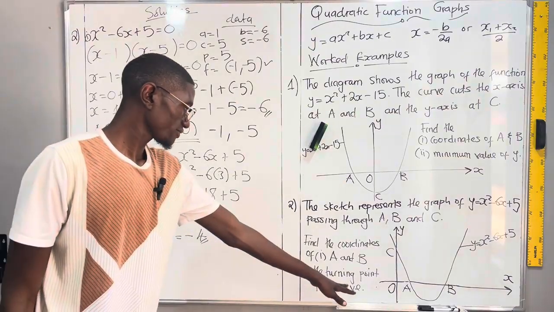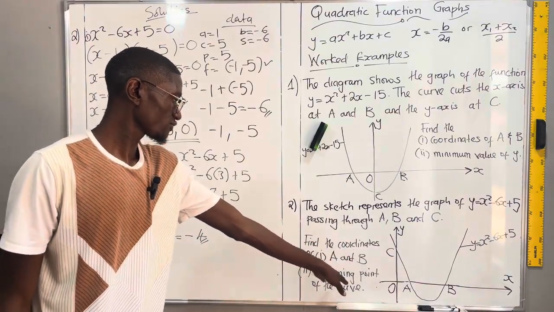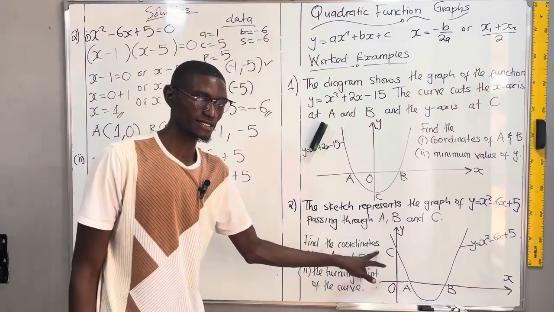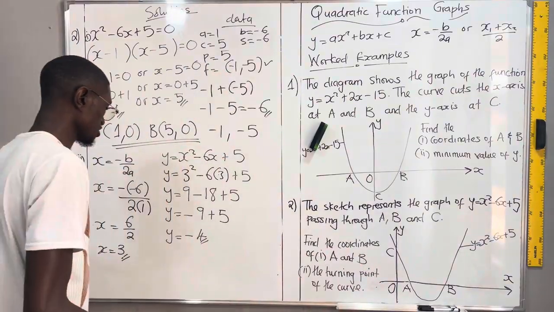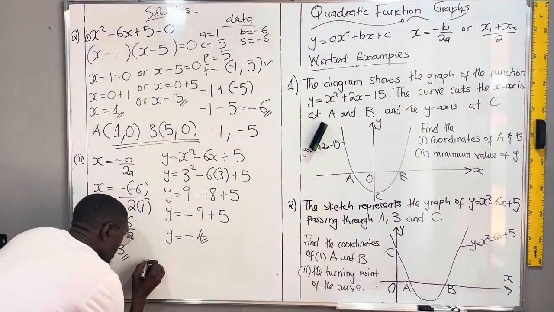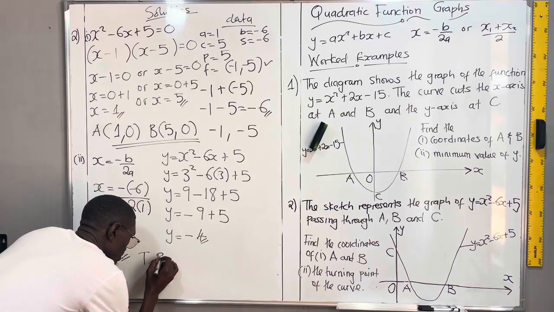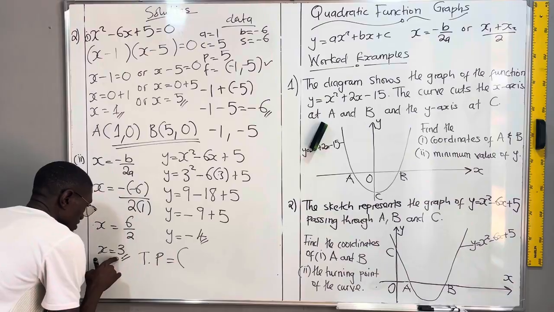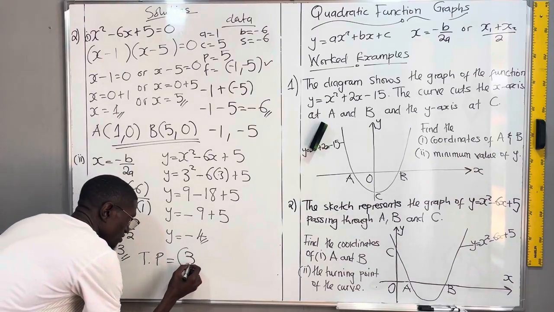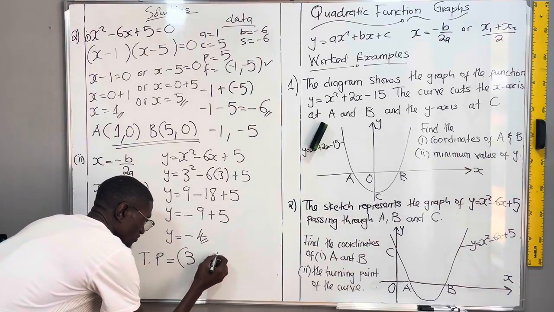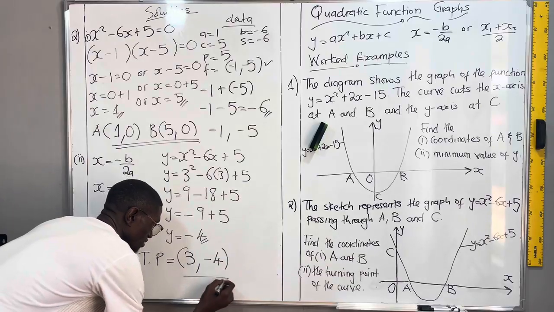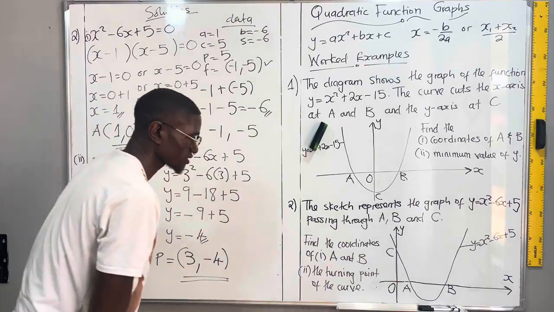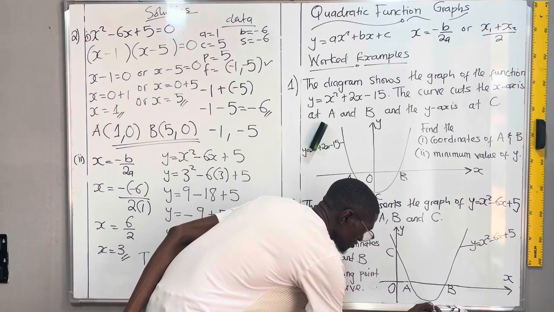At this point, they are saying find the coordinates of the turning point. They said coordinates. Okay, so that is why we're now going to say coordinates of the turning point. You can just abbreviate it as TP. It's going to be, what is the x coordinate? The x coordinate is the 3 we found here. What is the y coordinate? The one we just found here. And we are done.